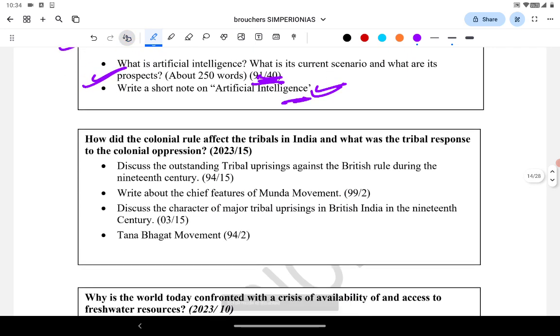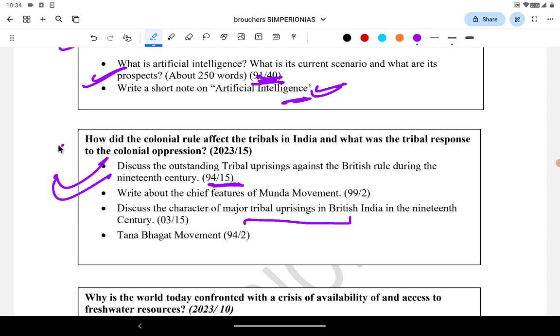Let's now come to the next question, because this is from history. How did the colonial rule affect the tribals in India? What was the tribal response? See, when the question is about tribal response, what is tribal response? It's asking about the tribal uprisings, the Bhagat movement, the Munda rebellion, the Santal rebellion, etc. See here, let's take the 1994 question. Discuss the understandings of tribal uprising against the British rule during the 19th century. 1999 question, write about the chief features of Munda movements. 2003, discuss the characteristics of major tribal uprisings in British India in the 19th century.